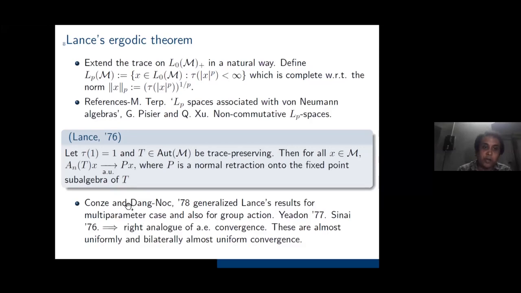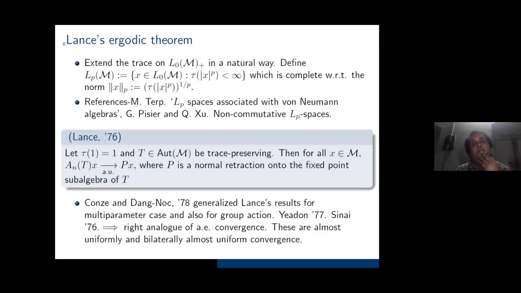But in between, people made significant contributions. Conze, Dang-Ngoc, and others generalized Lance's result to the multi-parameter case. You can also consider averages when you have an action of a group on the von Neumann algebra. Even in the commutative case, a lot of work has been done in that direction. Yeadon gave a weak type 1-1 inequality. And one thing that was very clear at that time is that this almost uniform convergence notion was quite nice. It was working nicely.